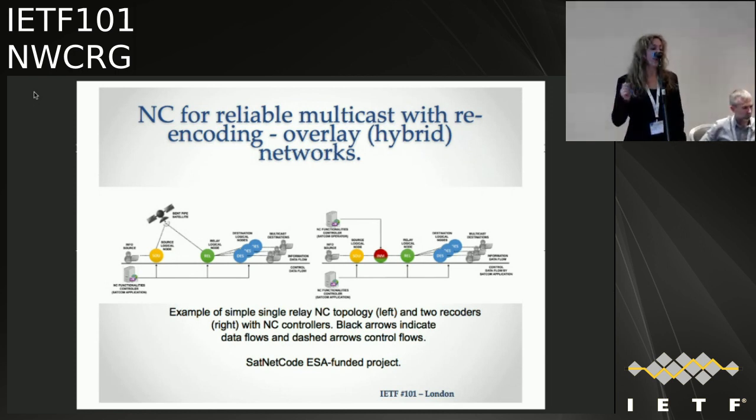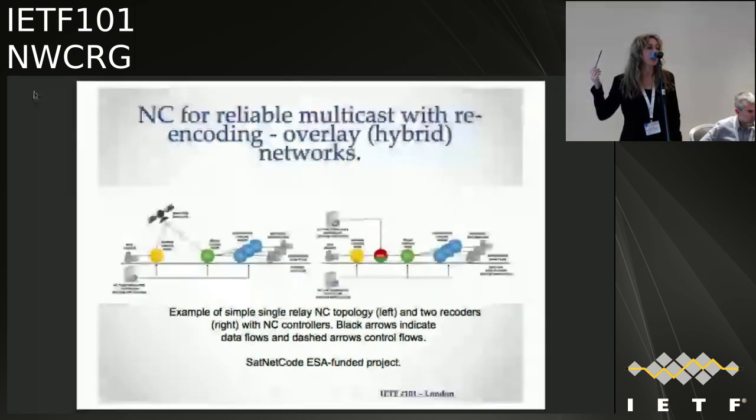Then on the right, the satellite is also a re-encoder. But what is of interest here is that we need to control the operation of network coding all along the topology, and the topology itself needs to be optimized. So all this controlling is what we can address with softwareization and virtualization.